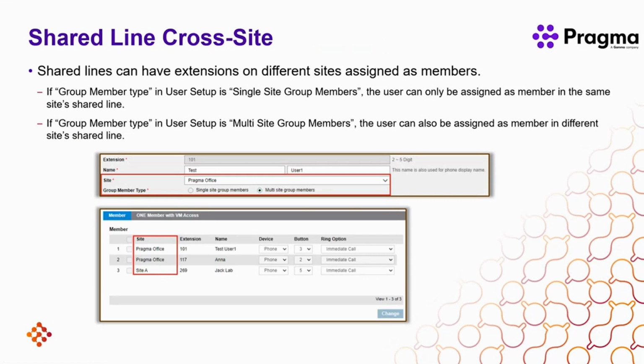Shared line cross-site. So again, pretty self-explanatory. If a user has got the multi-site group members option set in the user setup menu, now within shared lines, you can have members from different sites.